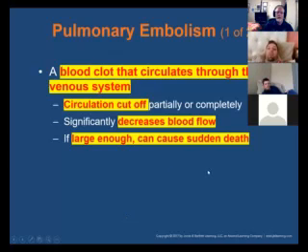It'd be a big one. These things are much more treatable now than they used to be, but it is a major deal. It is a life-threatening deal.